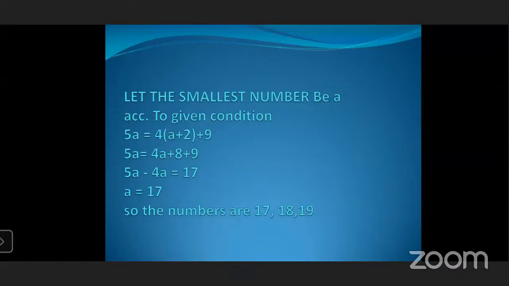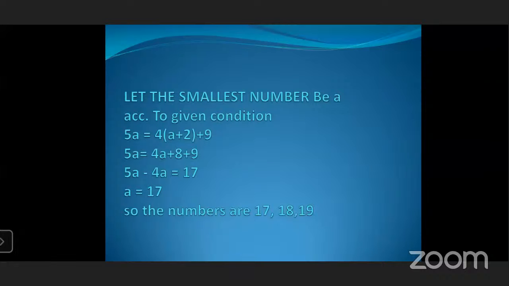So you put plus 9 first. 9 more than what? 4 times the largest number. Now which is the largest number? a plus 1 or a plus 2? a plus 2. 4 times the largest number means 4 into a plus 2. So the equation is 5 times the smallest number, which is 5a, is equal to 9 more than 4 times the biggest number, 4 into a plus 2.